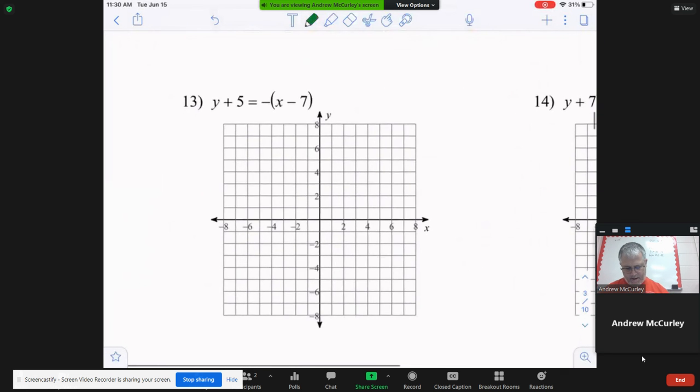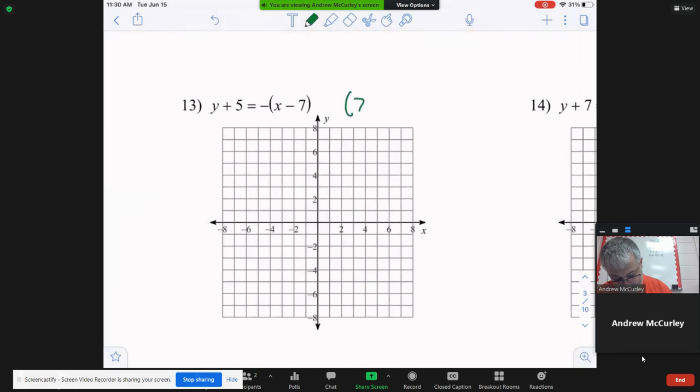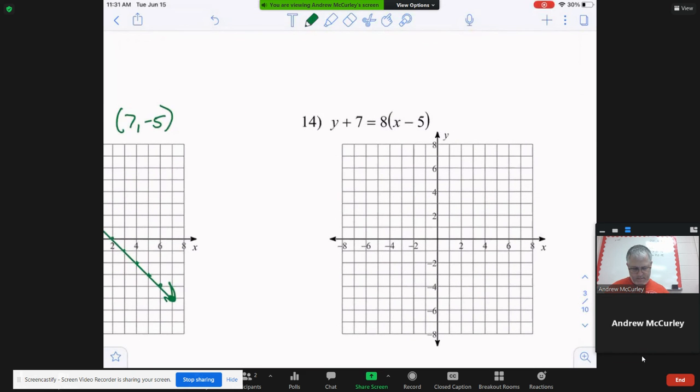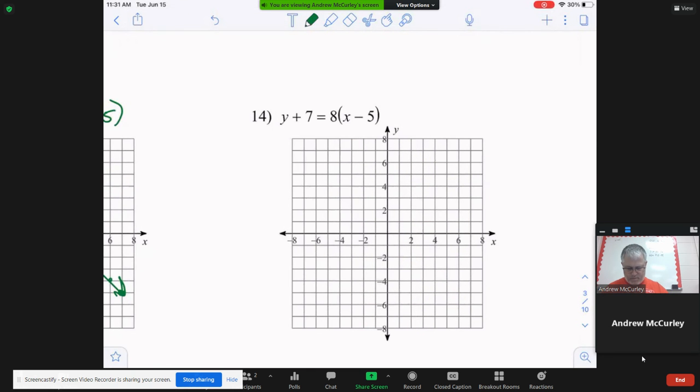All right, here we're at, looks like 7, -5. So 7, -5 is right here. And the slope is -1. So we're going to go here. Oops, I'm sorry. Here, here, here, here. So this one would have worked had we turned it around. But again, a little easier doing it that way. All right, let's try one more.